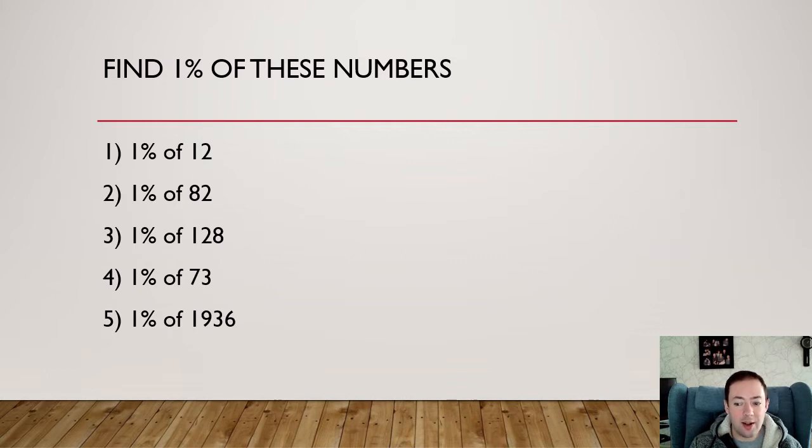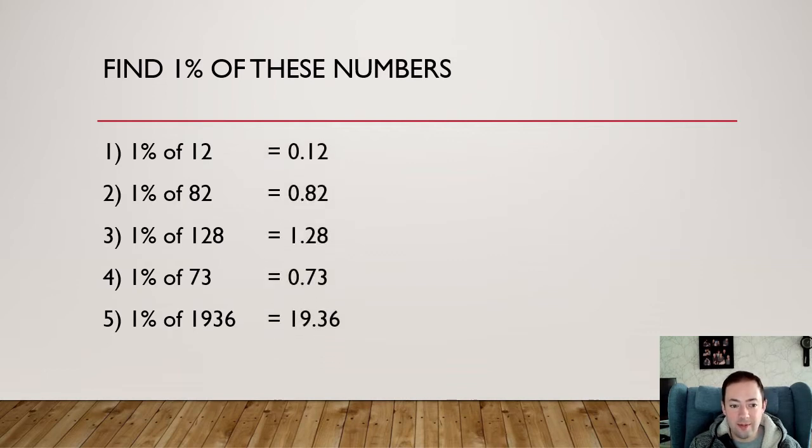Okay, and here are your answers. So 1% of 12 is 0.12, 1% of 82 is 0.82, 1% of 128 is 1.28, 1% of 73 is 0.73, and 1% of 1936 is 19.36.